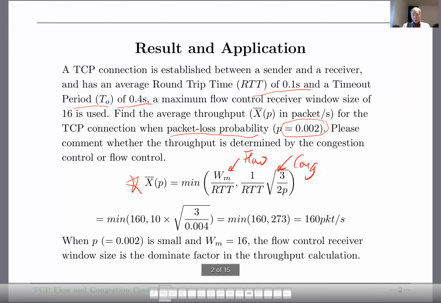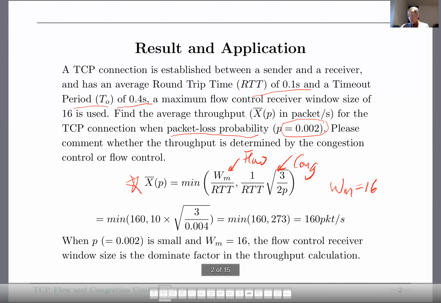Now, one more thing, the WM value here is specified, and RTT is 0.1. So the WM value in this example is equal to 16. That is the receiver flow control: the maximum the receiver can receive per RTT is 16 packets, so the window size is 16.